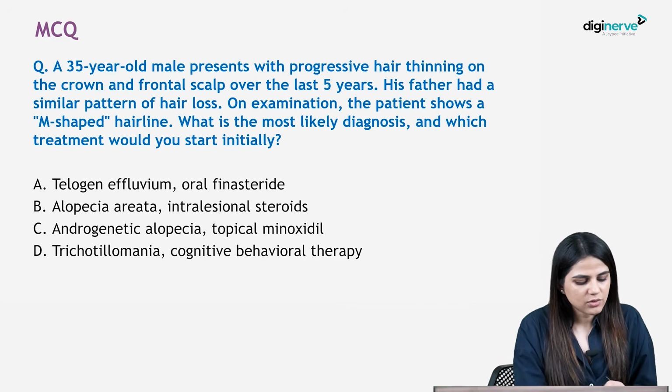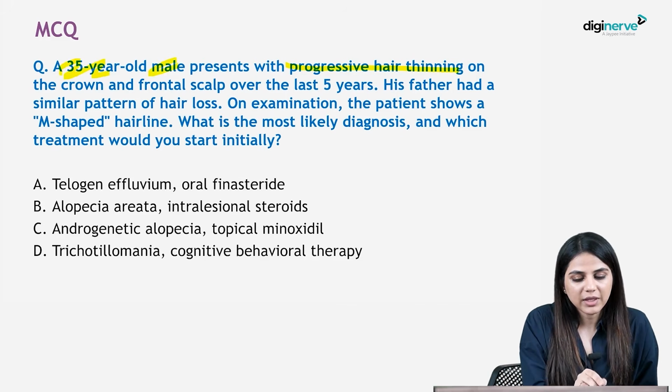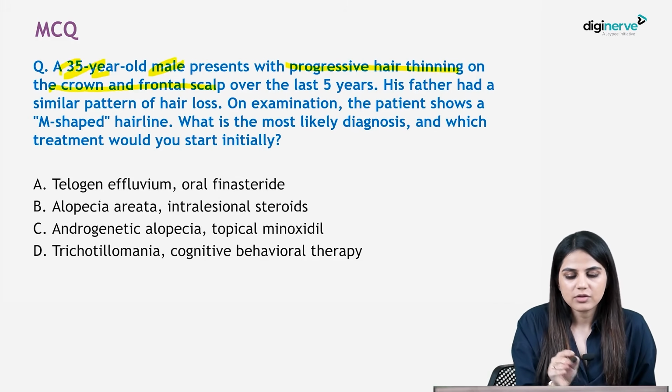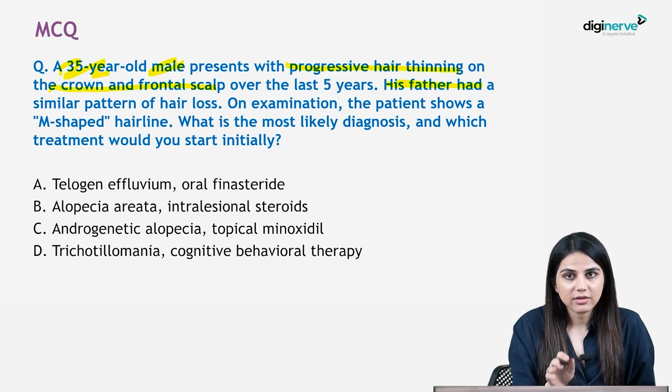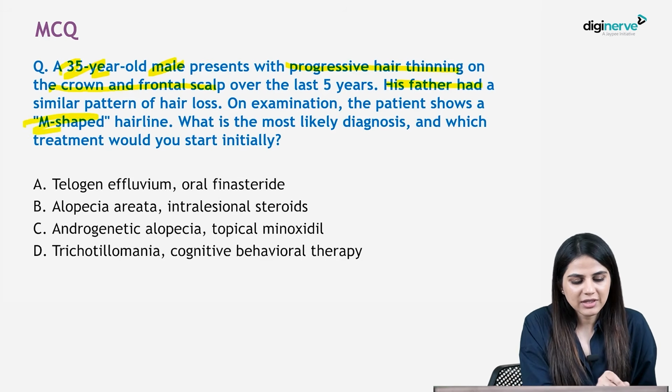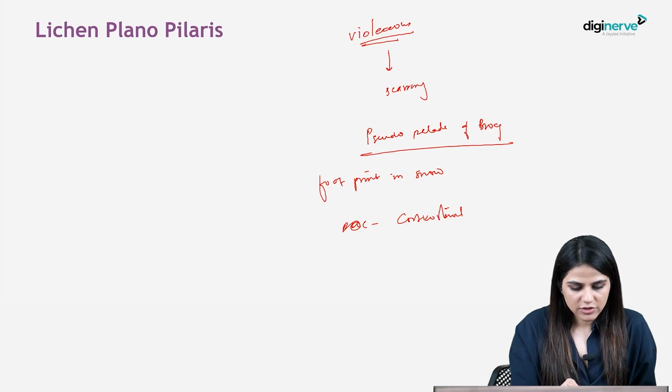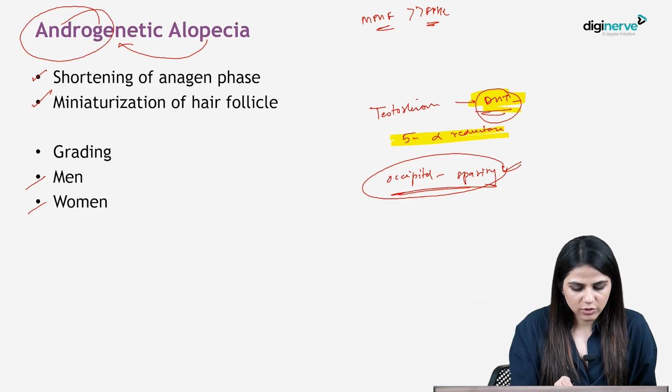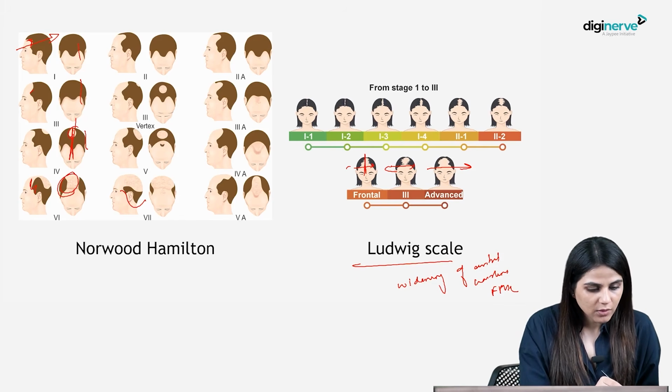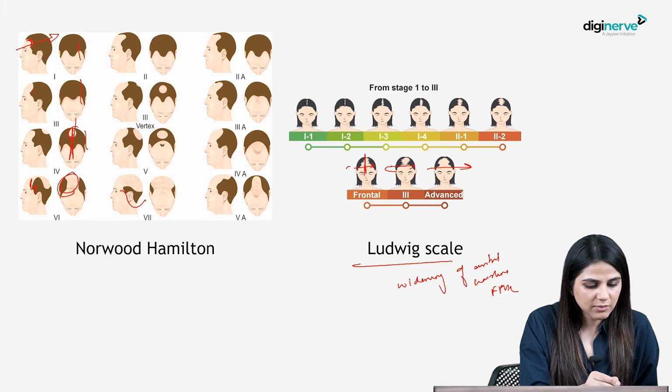Let's look at the MCQs here. 35-year-old male, crown and frontal. So progressive thinning is there. Father also had the history, it means genetic predisposition. On examination, M-shaped hairline. So let's just go back to the photo here. What do they mean by M-shape? This is what they mean by M-shaped hairline here, okay?